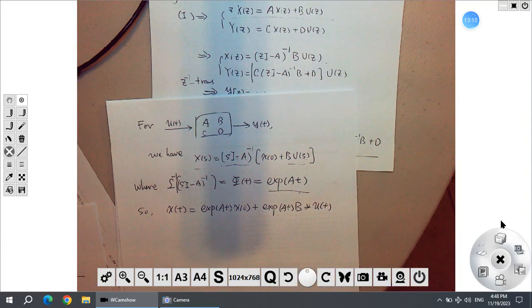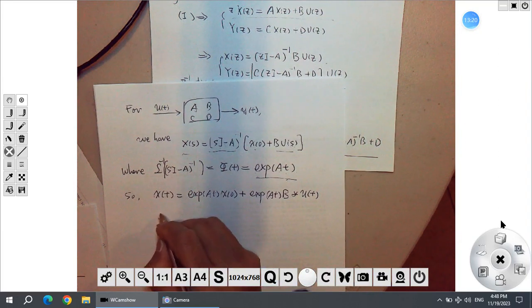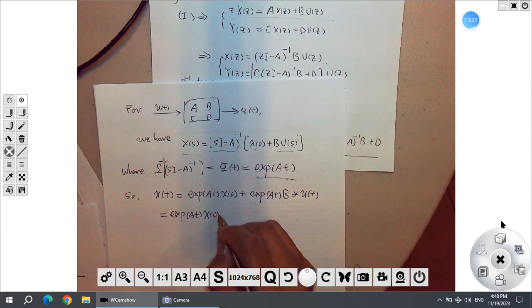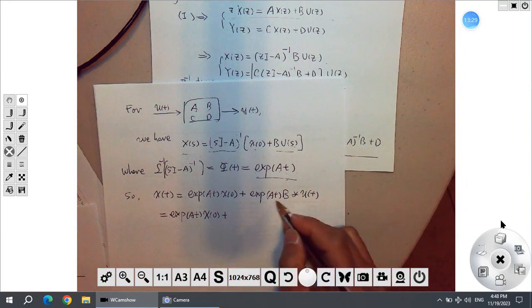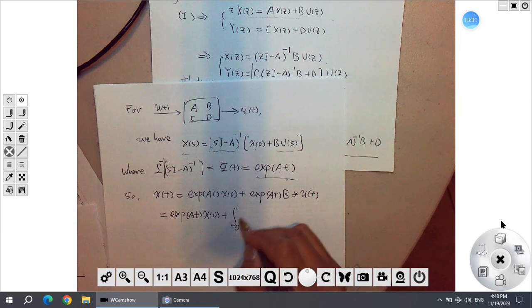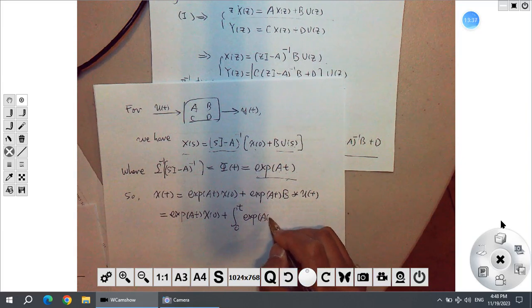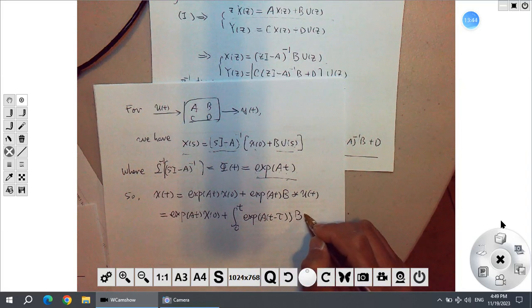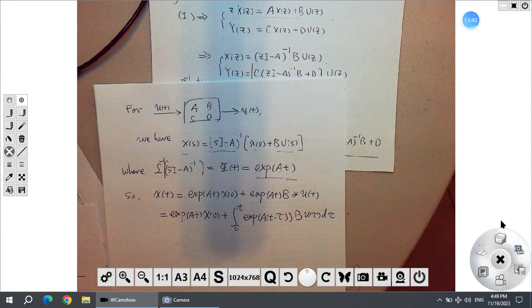Okay, this one I can write in more detail. This is the exponential power of A t times x of 0, plus a convolution where we integrate from 0 to t the exponential power of A times (t minus tau), then times B, then times u of tau d tau, right? This is the convolution.